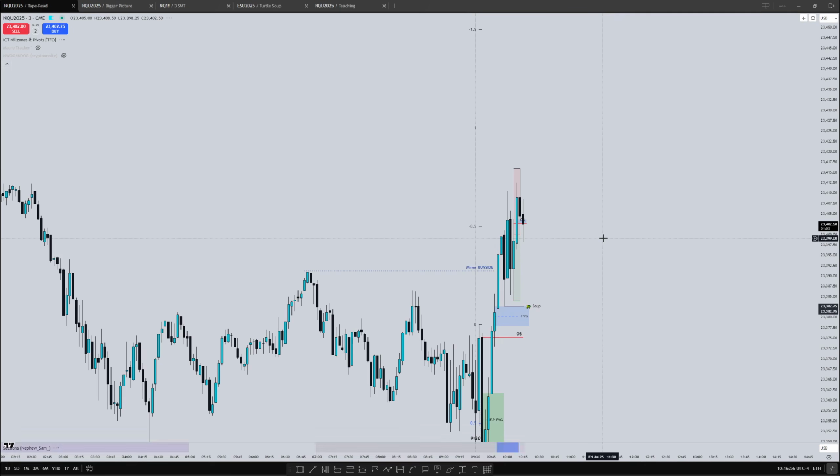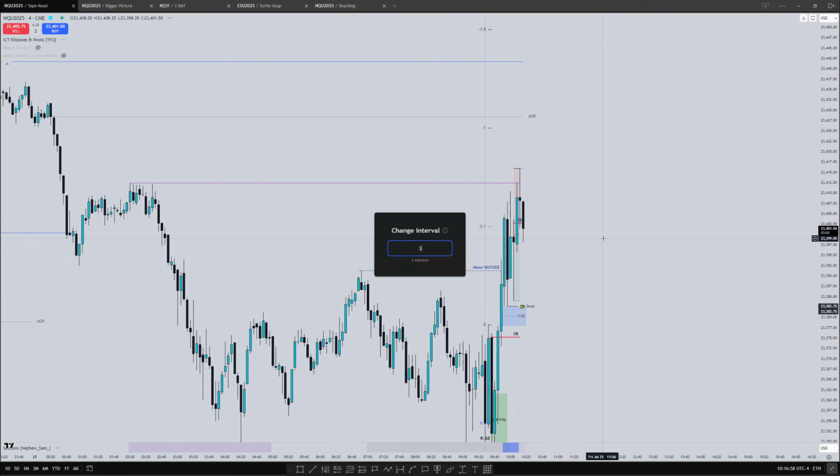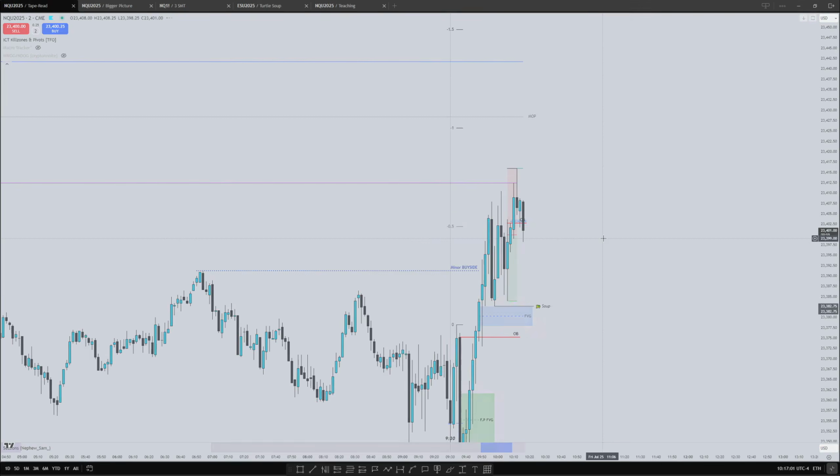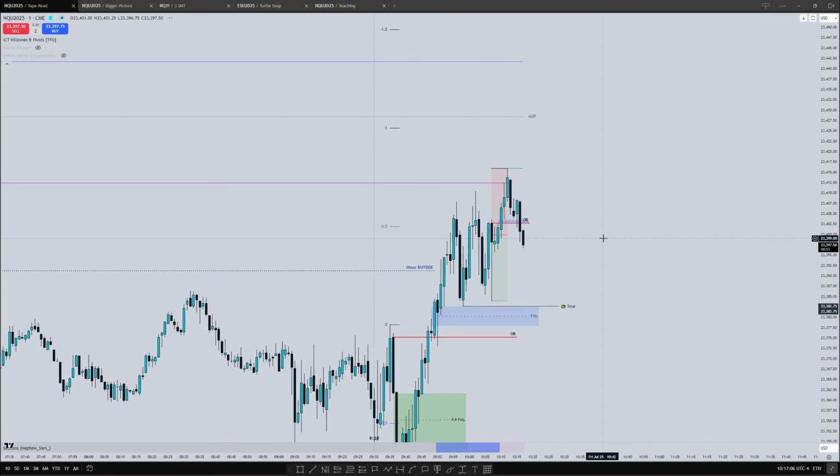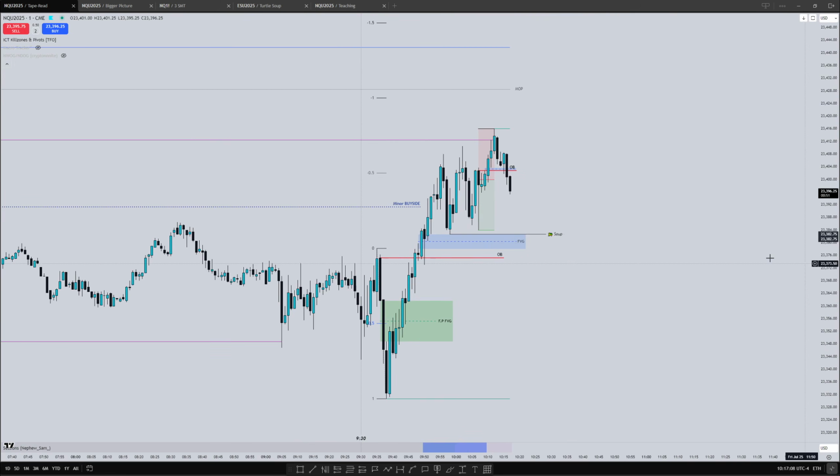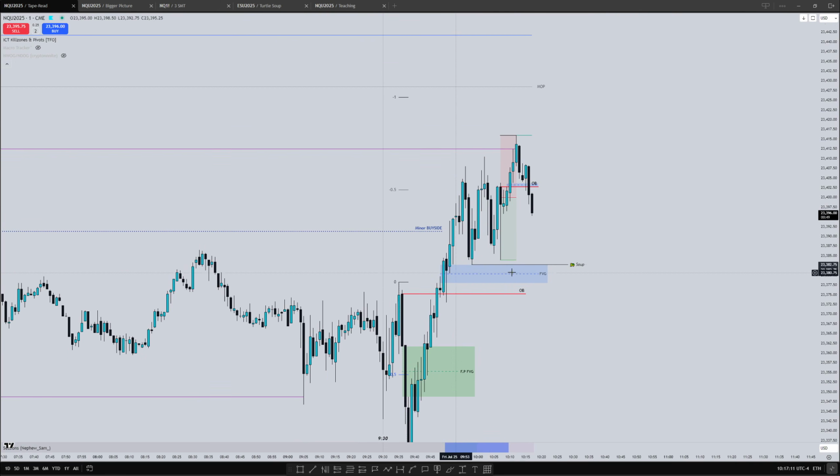Two-minute gap forward with a 2-minute order block. I like that. Still didn't get any purge of the consolidation low.